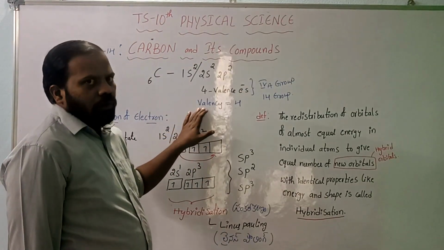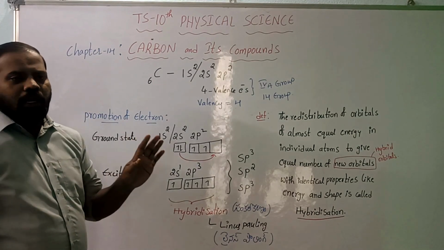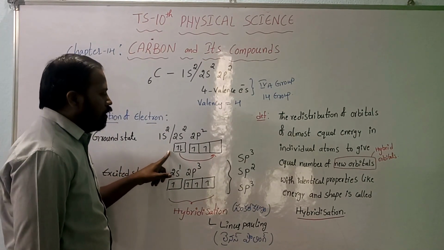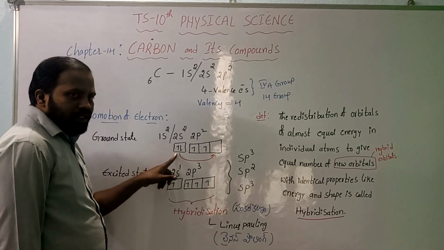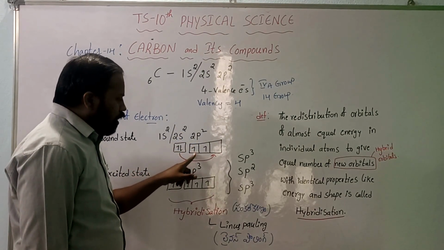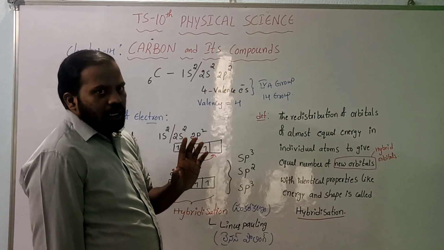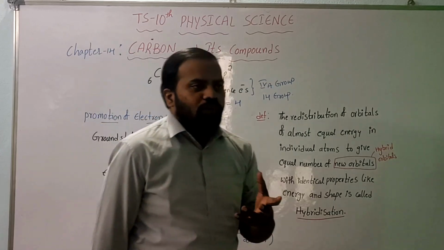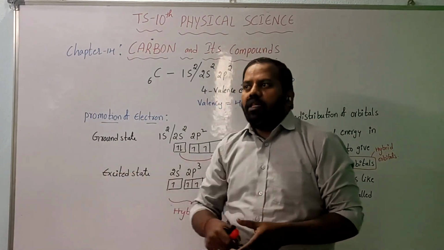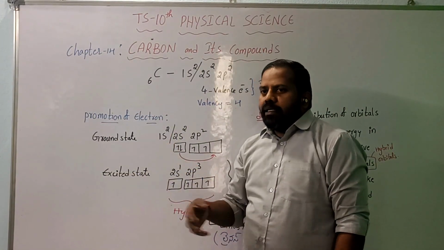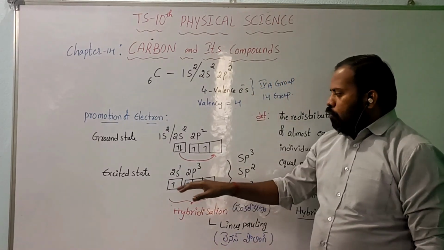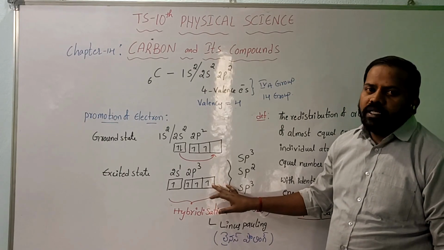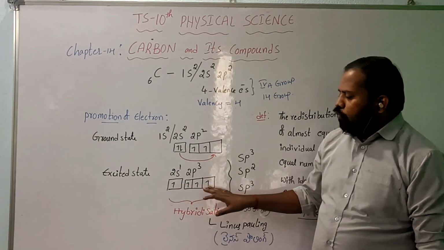So how does carbon show 4 valency? Here promotion of an electron takes place. In the ground state, you can see the distribution of electrons is 2s2 2p2. In the s orbital there is a pair of electrons. In the p orbital there are two unpaired single electrons and one vacant orbital. When it tries to form bonds with other elements, it gets energy to promote an electron from the 2s orbital to the pz orbital. Then it has 4 single electrons.